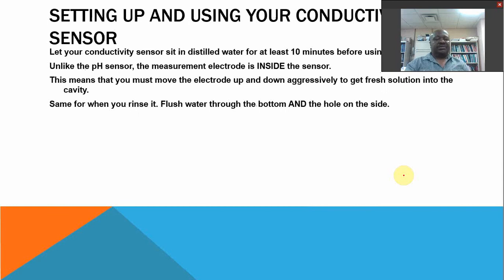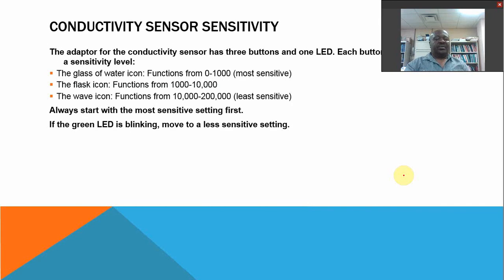Then you make the measurements. Conductivity sensors have 3 scales. You always start with the most sensitive first. If that fails, you go to the bigger one, 1,000 to 10,000. If that fails, you go to our biggest scale, 10,000 to, I think, 100,000.